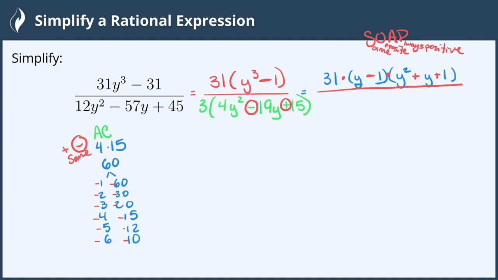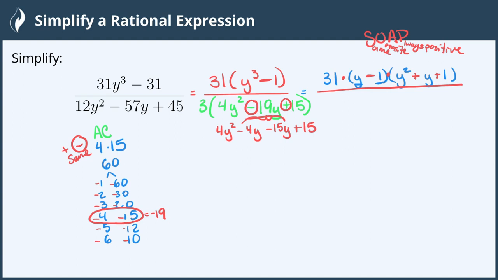Now we need to find a combination that will give us the middle term of negative 19. And when we combine negative 4 and negative 15, this will give us negative 19. So now we can replace that negative 19 with negative 4y and negative 15y. So we end up with 4y squared, minus 4y, and minus 15y for replacing the 19. And then we'll finish it with the 15 from the trinomial.